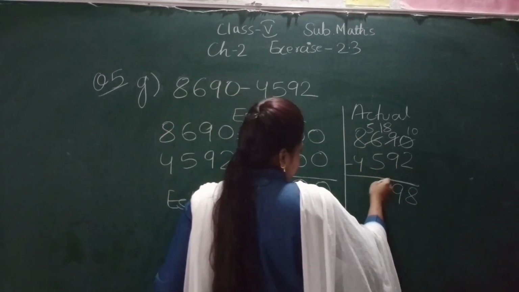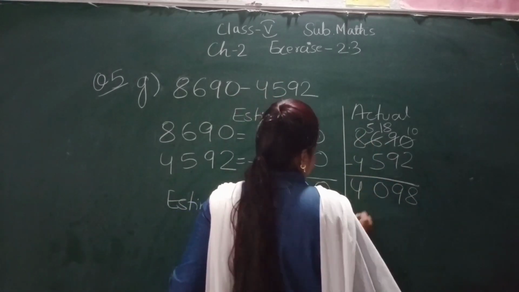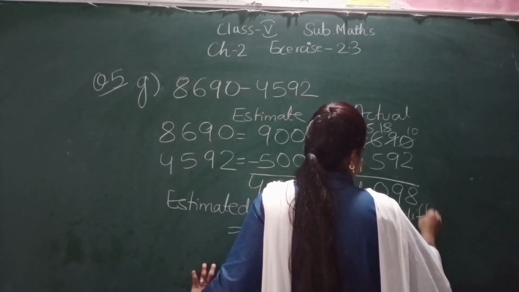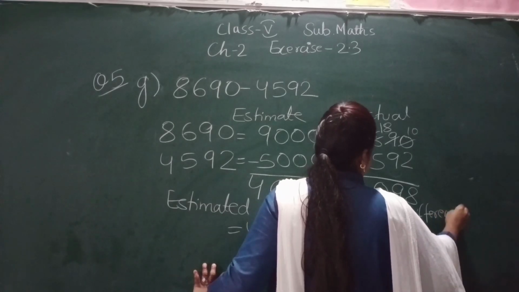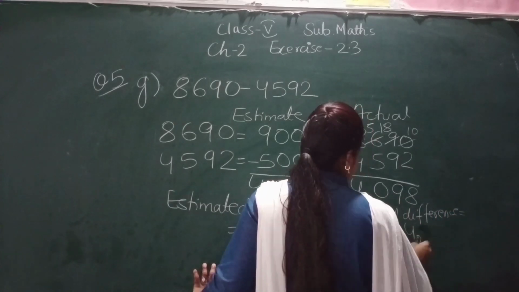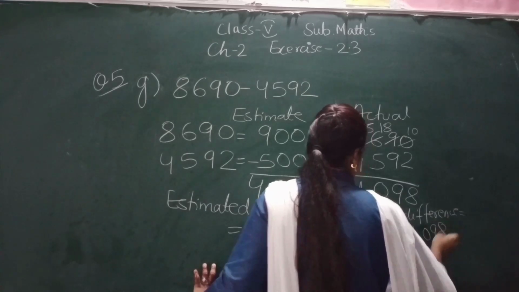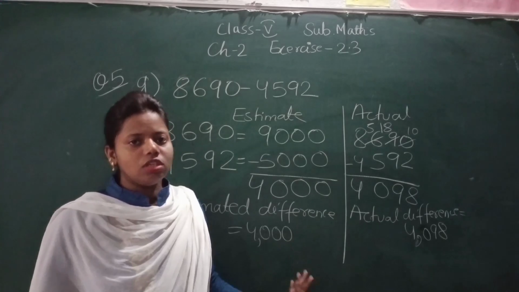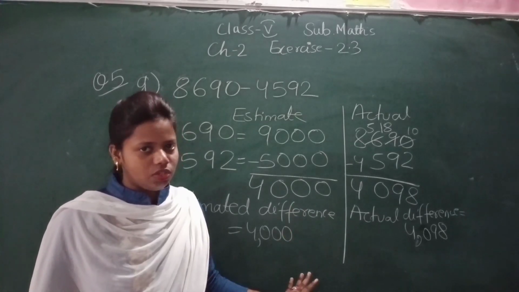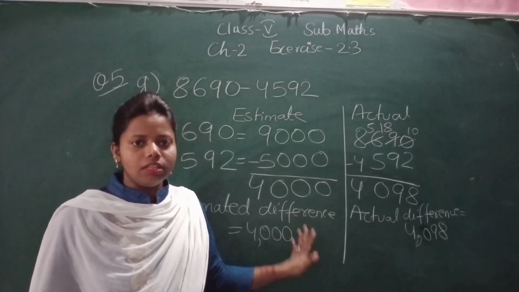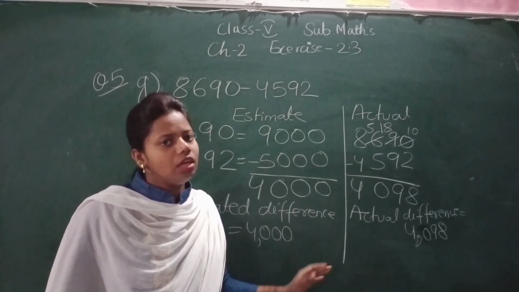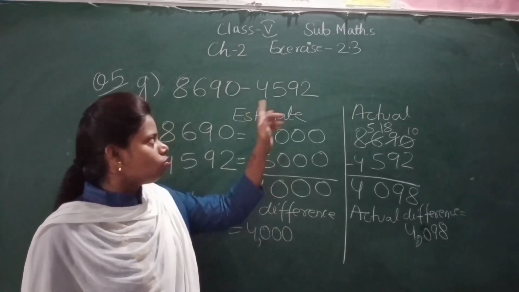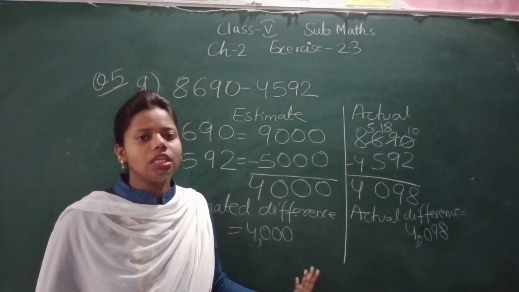Now 5 minus 5 is 0. 8 minus 4 is 4. So the actual difference is equal to 4098. So this was question number 5 about estimation: we have to estimate and we have to find the difference. This was the last question of this exercise. With this we have completed our exercise 2.3.